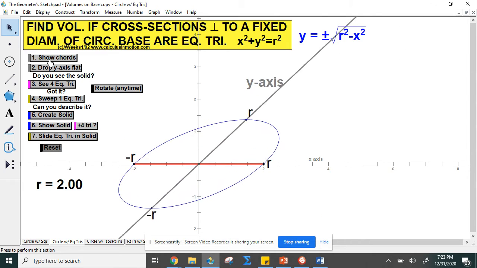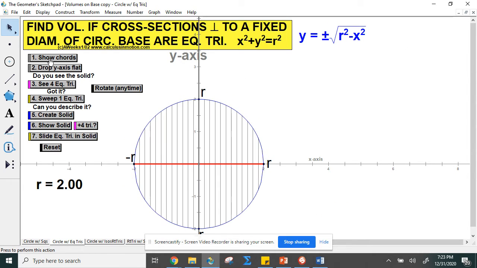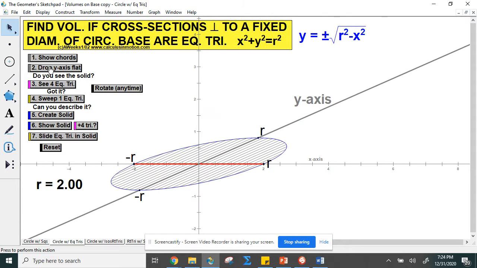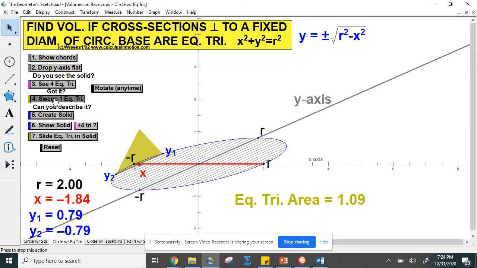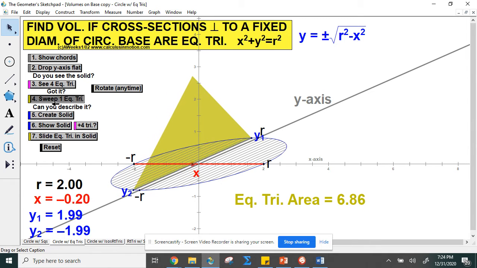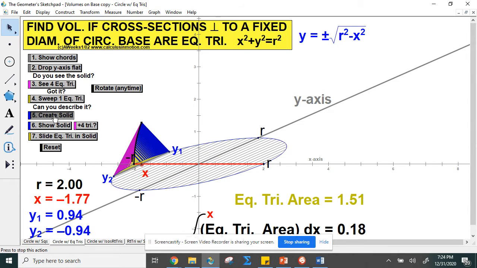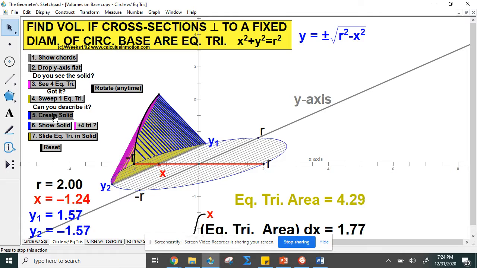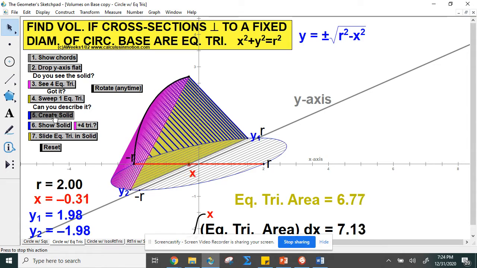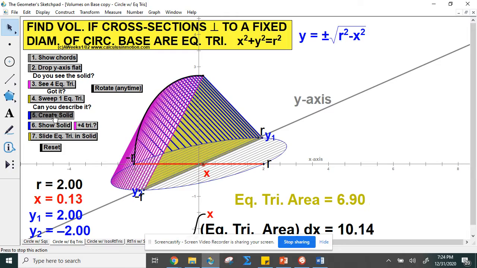Okay, so same circle, same vertical lines. I'm going to drop the y-axis so you can see the triangles being swept across. So same thing like the squares, except now we've got a triangle, and it's an equilateral triangle. So if I create the shape with a different cross section, the shape looks different. Right now it kind of looks like a tent to me. What does it look like to you?